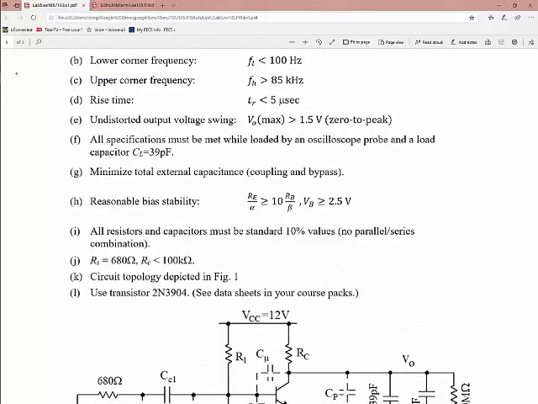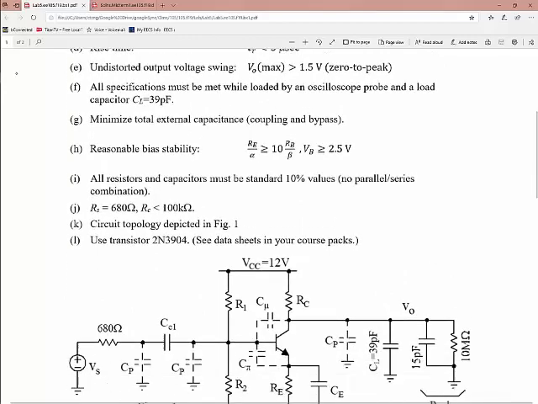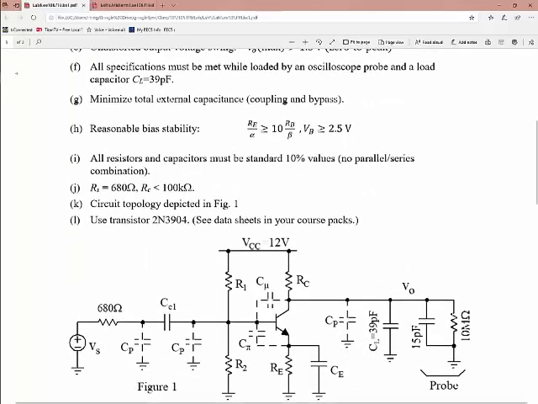You have to meet the specifications while loaded by an oscilloscope probe, which is this 10 megaohms here. The oscilloscope probe will also have some capacitance associated with it, but you're also going to stick in 39 picofarads of capacitance in the output load. You want to minimize the total external capacitance, so this capacitor CE and this capacitor CC1, you want to make as small as possible to still make this work.